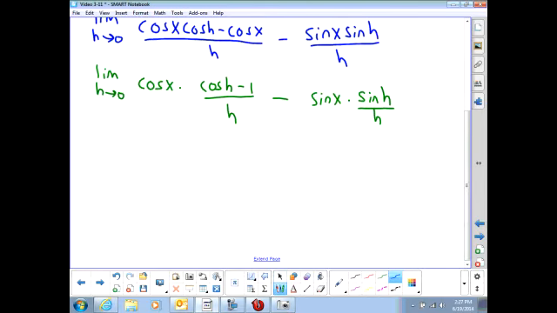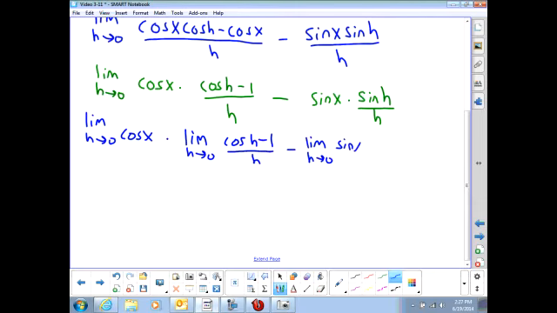And we'll just do each of our limits individually. We'll have the limit as h approaches 0 of cos x times the limit as h approaches 0 of cos h minus 1 all over h, minus the limit as h approaches 0 of sine x times the limit as h approaches 0 of sine h over h. Well, the limit as h approaches 0 of cos x, there's no h's in there, so we know that's just cos x. Limit as h approaches 0 of cos h minus 1 over h, we did that a second ago, and we saw it was 0.